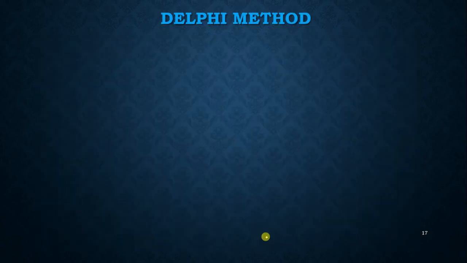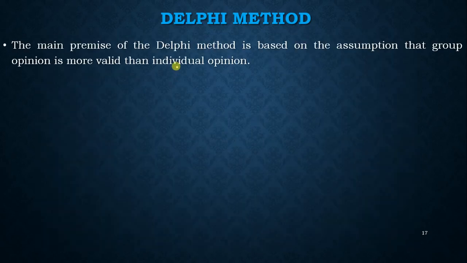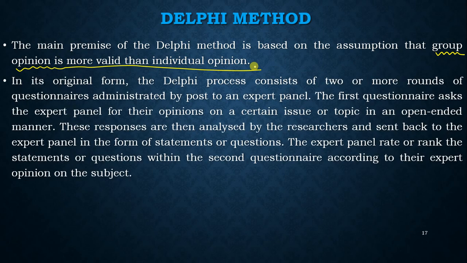And there is the DELPHI method. The main purpose of the DELPHI method is based on the assumption that group opinion is more valid than individual opinion. So here, what happened? Group opinion is more valid than individual opinion. That's the concept used in the DELPHI method, because if there is a group, there are multiple angles, and with multiple angles, finding the correct solution is quite important.